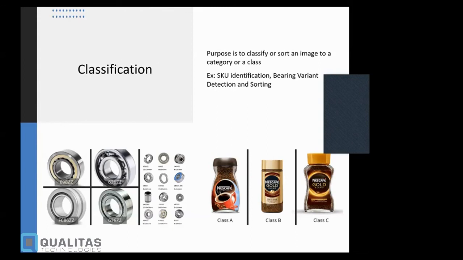Now, if you were to do this, what you would do is you would look at the shape, you would look at maybe different features. But there are techniques in AI where you don't have to do that. You can just give it an example of a Class A, a Class B, and Class C, and the software is automatically able to do this for you. So that is classification. So that's why it's a different application.